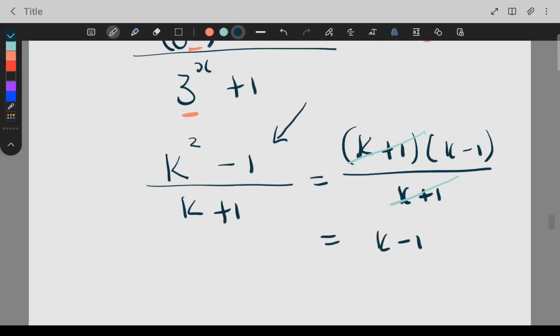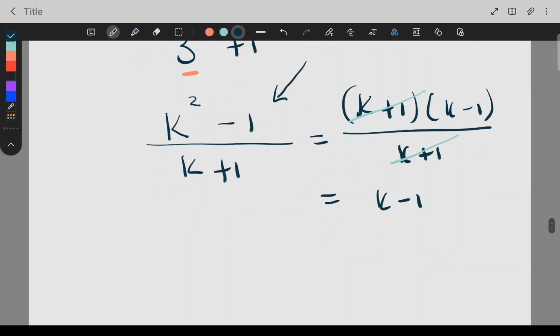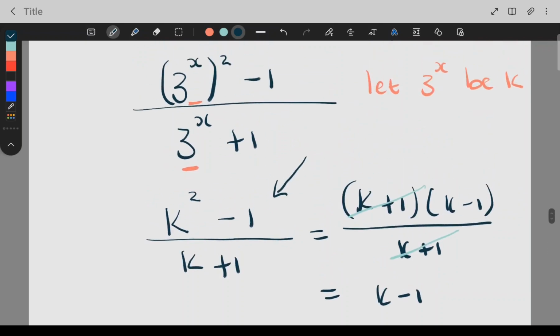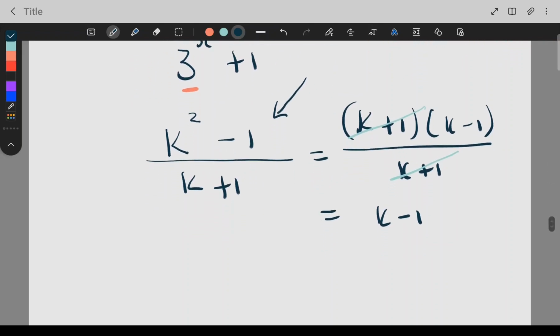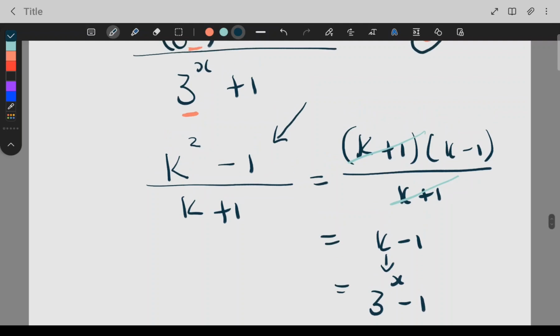But remember, the original question was never k minus 1. The original question was 3 to the x. So I'm going to replace it back. And now I'm going to say, oh, k is actually 3 to the x, minus 1. And that is the answer.